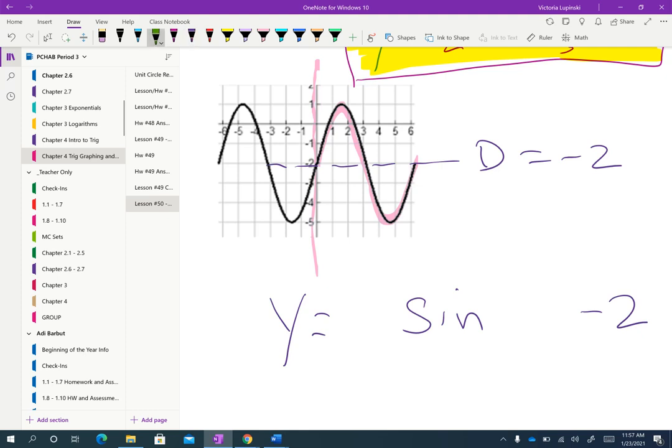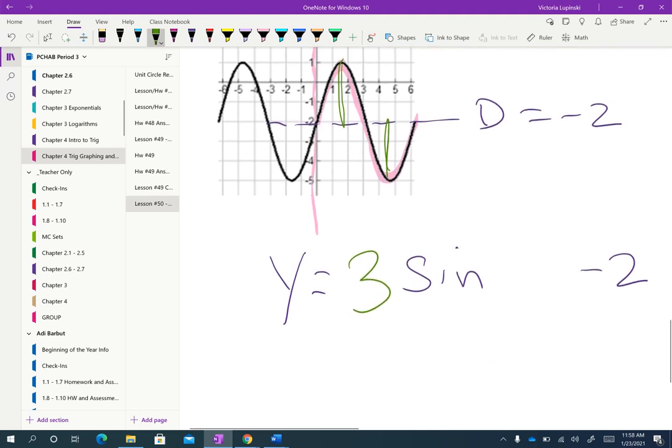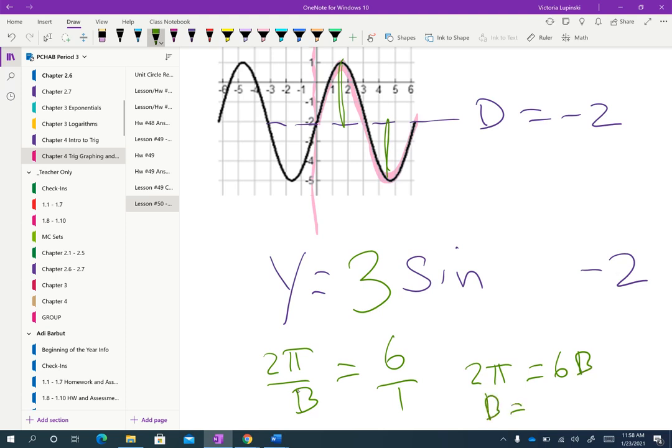Then your amplitude is the distance from the midline up or from the midline down. However you slice it, hopefully you would agree that that is 3. Finally, there's a change in period. The formula for period is 2 pi over b. Based on this picture, it is saying that that is equal to 6. So cross multiply, 2 pi equals 6b. So b is equal to 2 pi over 6, which of course would reduce to pi over 3.